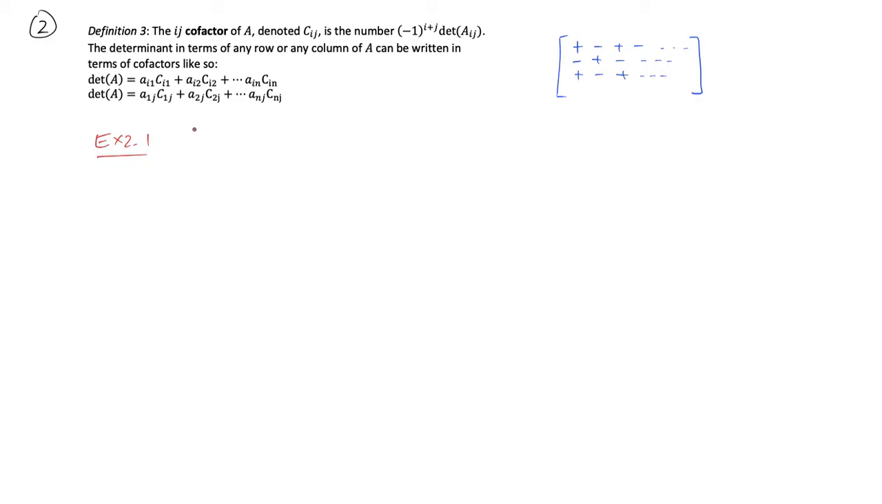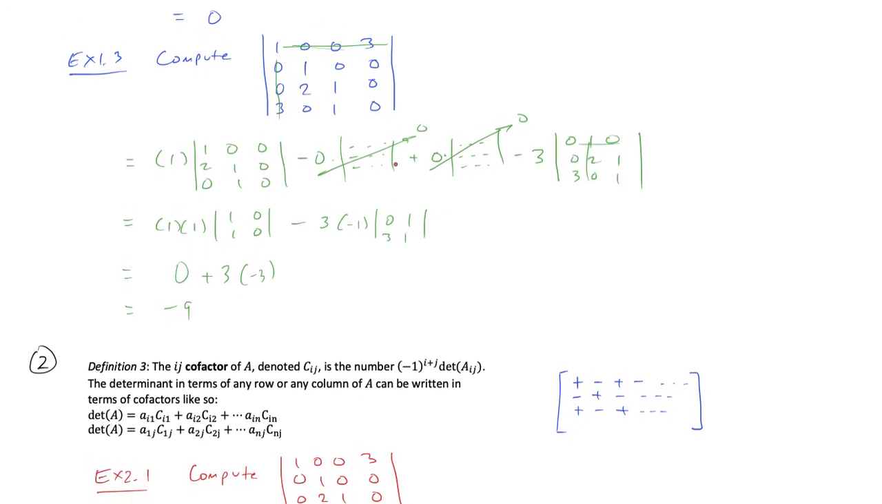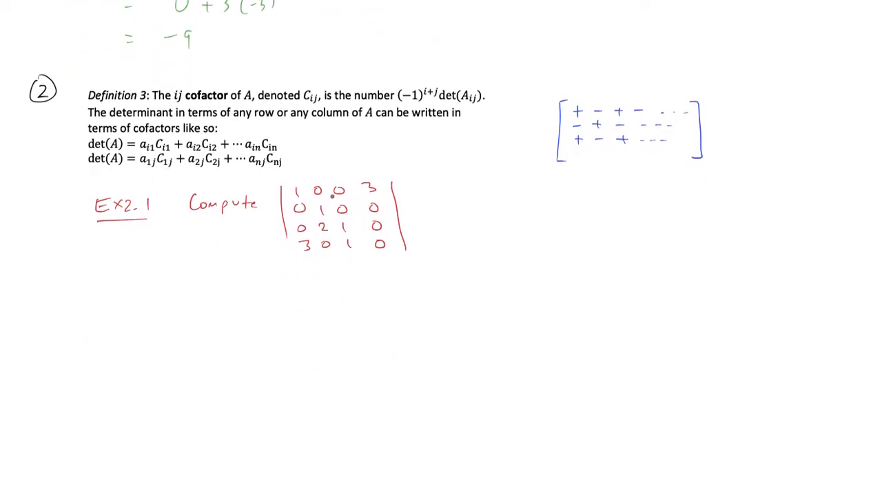So let's compute the determinant of this matrix. 1, 0, 0, 3, 0, 1, 0, 0, 0, 2, 1, 0, and 3, 0, 1, 0. And note this is the same determinant that we did earlier. But instead of using the first row, I'm going to use this formula, which allows me to use any column, and I'm going to use the fourth column. The reason I'm going to use the fourth column is because there's a lot of zeros in the fourth column.